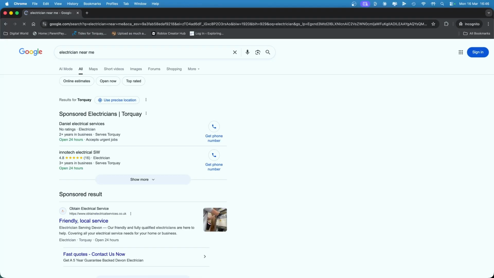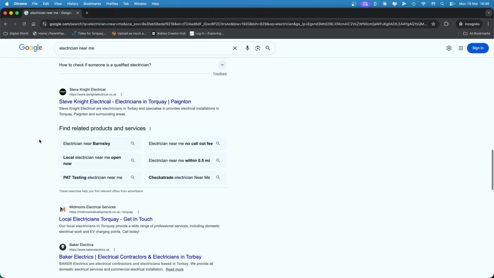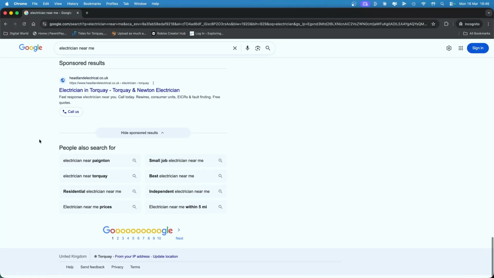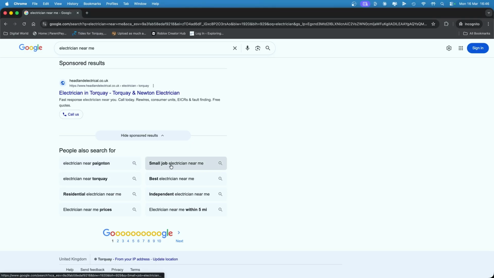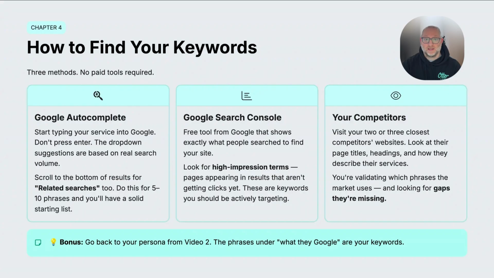Now do the same search and scroll to the very bottom of the search results. There's a section called related searches, or people also search for. These are more gold. They're real phrases and they're more things to add to your list, to give you an idea of those searches and what pages and content to create. Do this for 5 or 10 different starting phrases and you'll have more keyword ideas than you know what to do with.